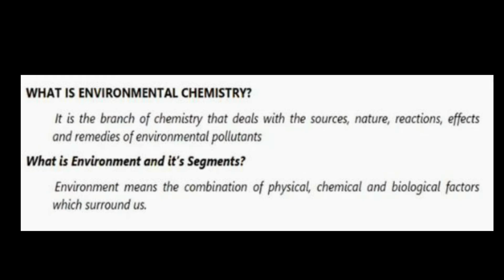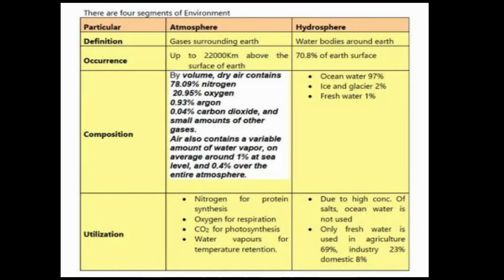What is environmental chemistry? It is the branch of chemistry that deals with the sources, nature, reactions, effects, and remedies of environmental pollutants. What is environment and its segments? Environment means the combination of physical, chemical, and biological factors which surround us. There are 4 segments of environment.